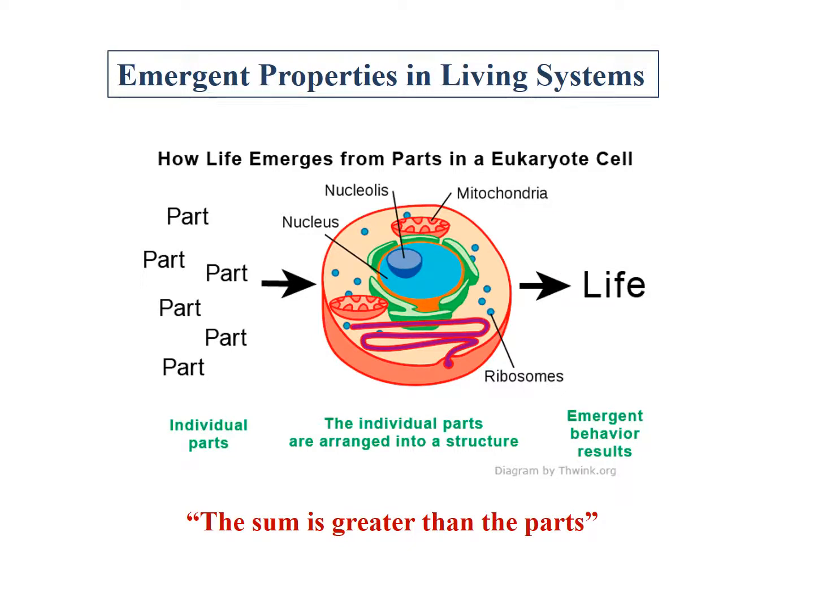What do I mean by this? I mean that all of these individual parts, for example, in a cell, you have the mitochondria, the nucleus, ribosomes, endoplasmic reticulums. All of these parts are going to come together to make a structure that will then emerge into life. So the basic understanding of the emergent properties in living systems is that the sum is greater than the parts.